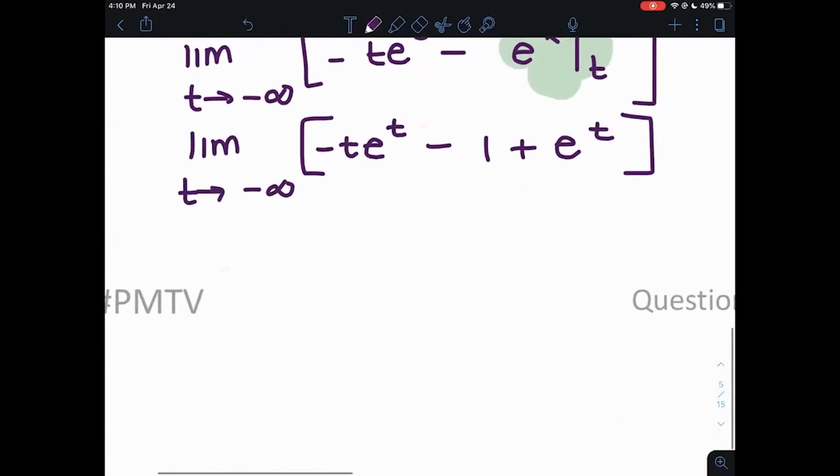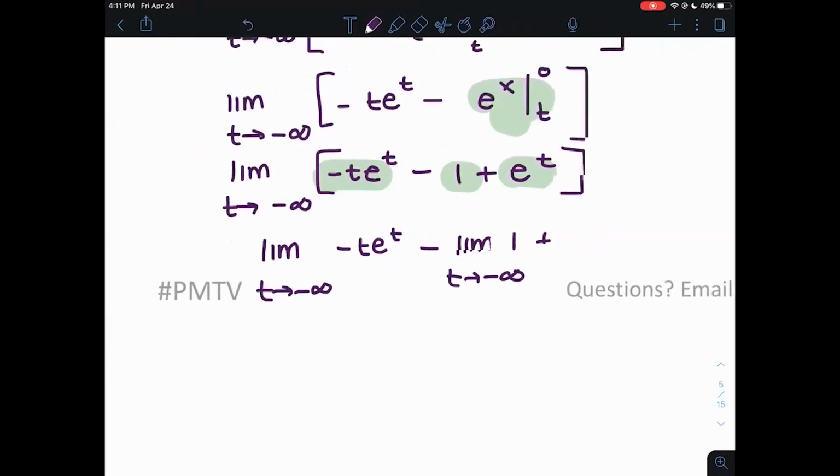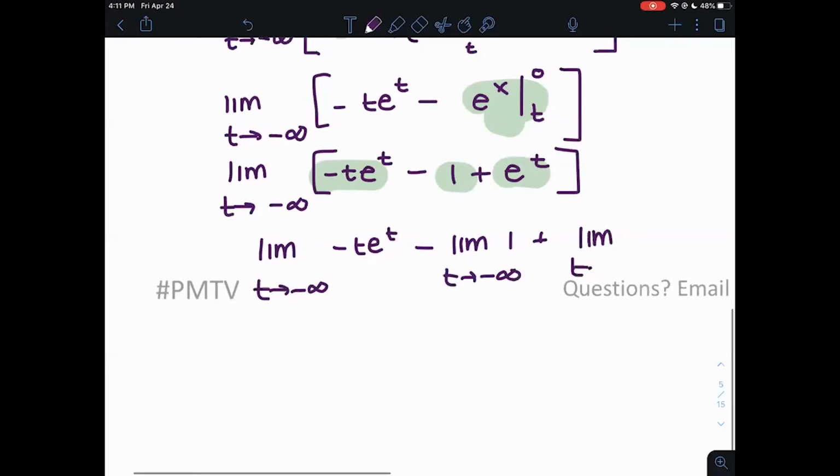Now, this is an excellent review of indeterminate forms. So when we do this here, we now have 3 terms. The limit of this one minus the limit evaluated at this one plus the limit evaluated at this one. I'm going to actually physically split that into 3. So I have the limit as t approaches negative infinity, negative t e to the t, minus the limit as t approaches negative infinity of 1, plus the limit as t approaches negative infinity of e to the t.